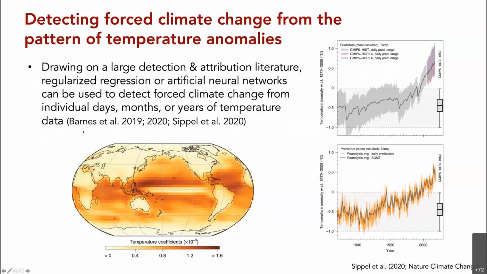So there's been recent work by Libby Barnes and Sebastian Sippel that draws on a large body of detection and attribution literature, but applies new methods such as regularized regression or artificial neural networks to detect forced climate change from individual days, months, or years of temperature data. So basically, it finds some detection fingerprint pattern from models that you then project observations onto, and you can see how the observed temperature pattern has changed over the observational period.